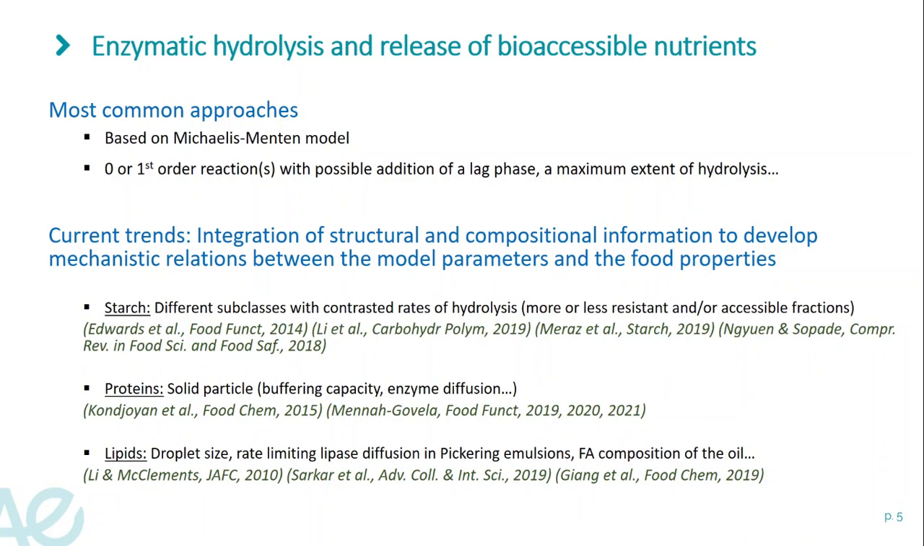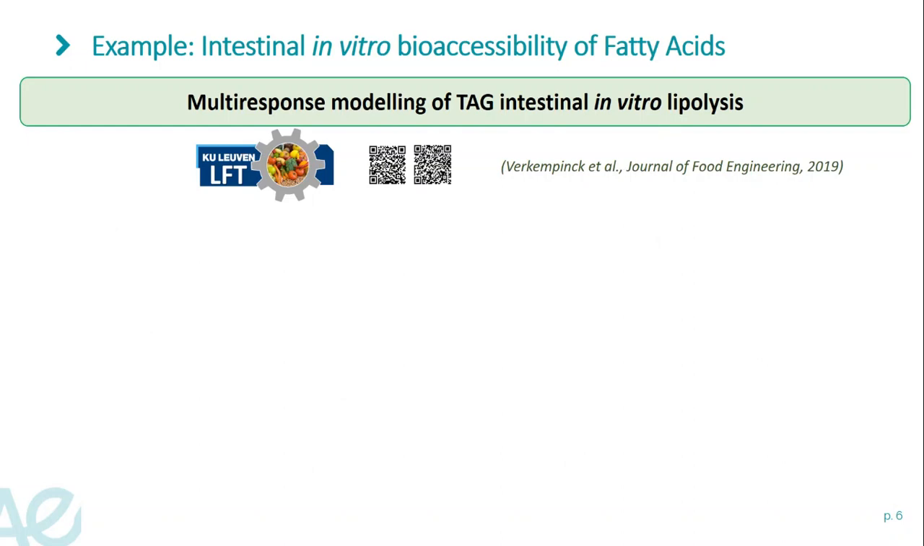For lipids, models are trying to account for the droplet size and the droplet size evolution. You will find models which consider a rate-limiting step for lipase diffusion in Pickering emulsions, for instance. And I will show you an example which tries to incorporate the fatty acid composition of the oil. I will now briefly highlight two examples that are both related to the intestinal in vitro digestion of oil emulsions.